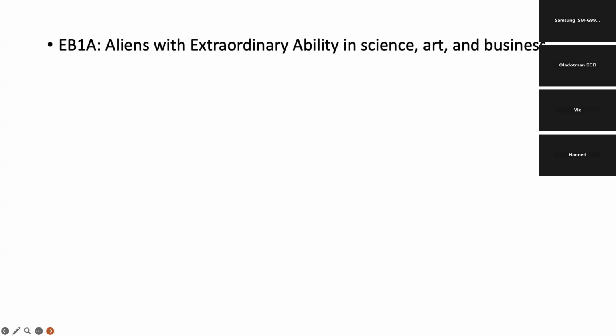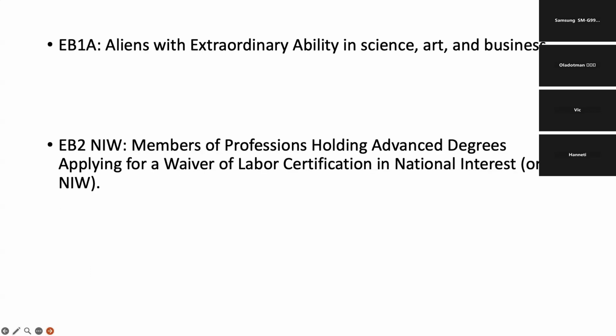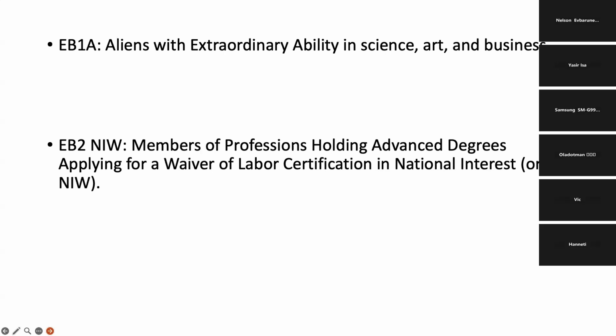Now, I said there are two options that I'm presenting to you today. The first is the EB1A, for aliens with extraordinary ability in any field at all: science, arts, business, etc. The second is the NIW route, the EB2-NIW, for members of the professions holding an advanced degree or bachelor's degree, applying for a waiver of labor certification in the national interest, which is what I've explained earlier.